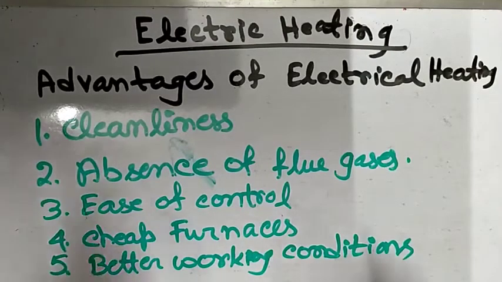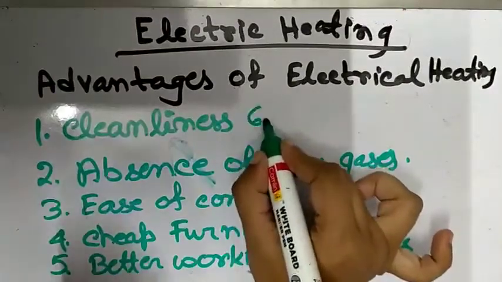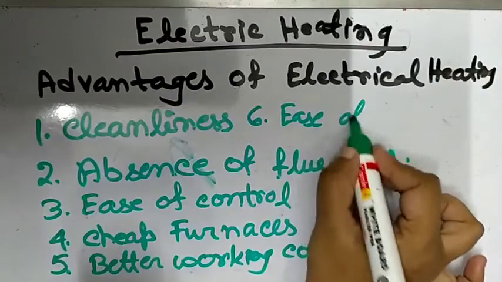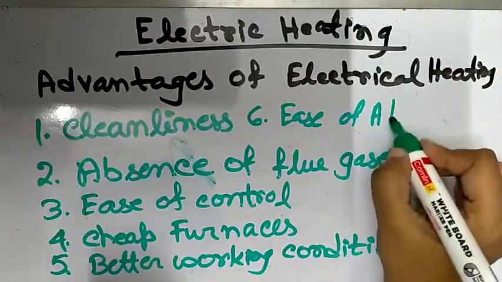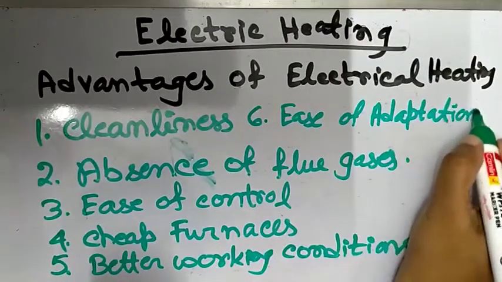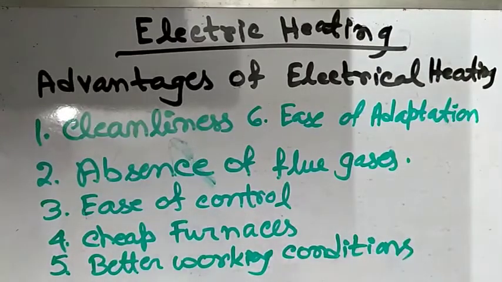Next is ease of adaptation. Electric heating can be adapted easily to our requirements of heating, such as heating local spots or heating material uniformly.